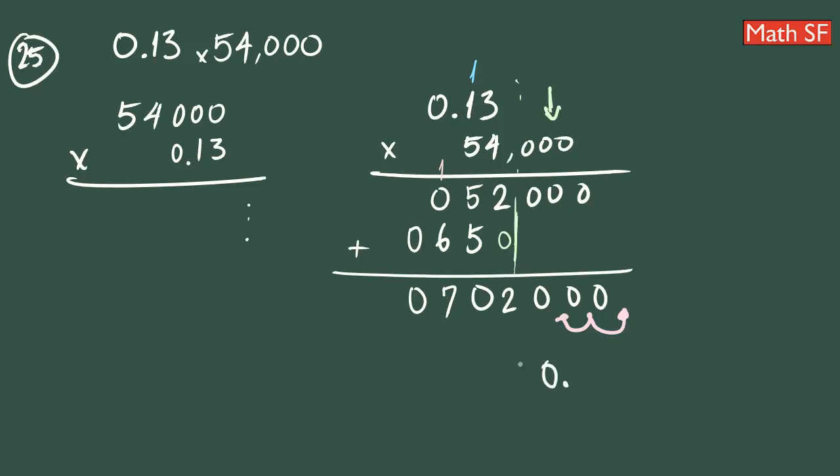0, 2, 0, 7. Now what happened? Why don't I write 0? Because the 0 on the left side, the whole number, does not have a value. So why don't I write the zeros here? Because this 0.00 is like there are no decimals at all. So the answer is 7,020.